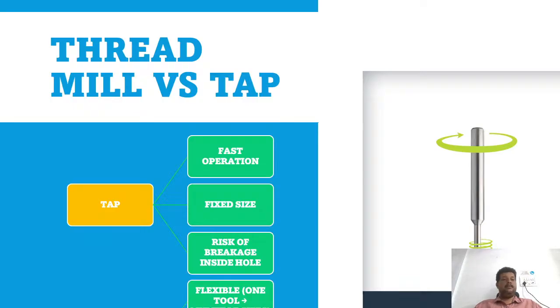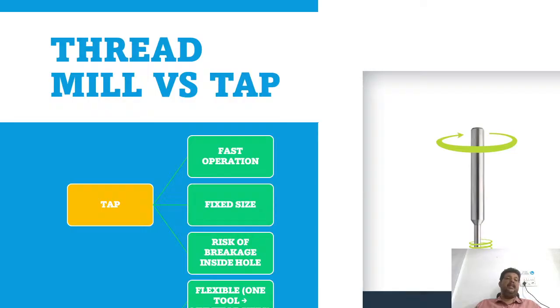In simple terms, tapping is fast but risky, and each size needs a different set of taps. We need a separate tap for M6 tapping. We need a separate tap set for M5. We need a separate one for M10, whichever it is. We need separate sets.